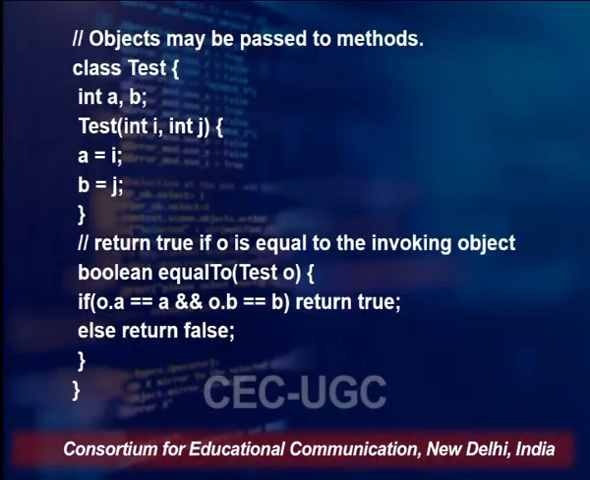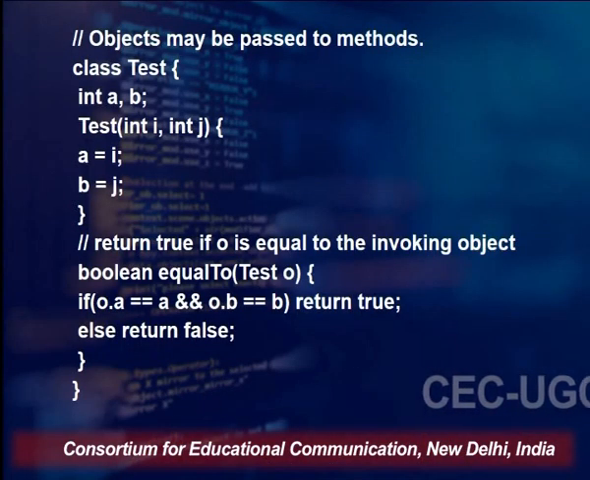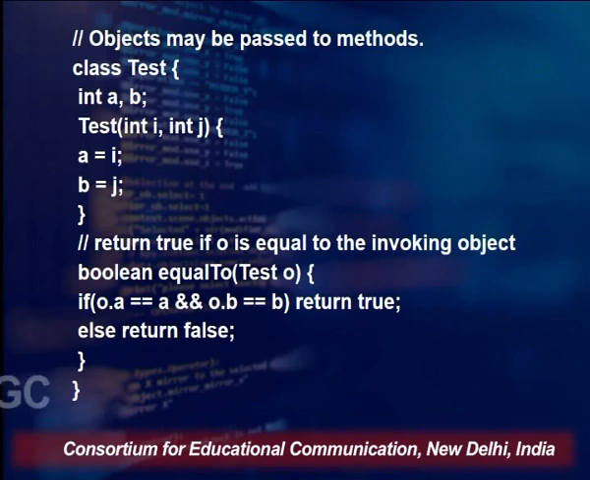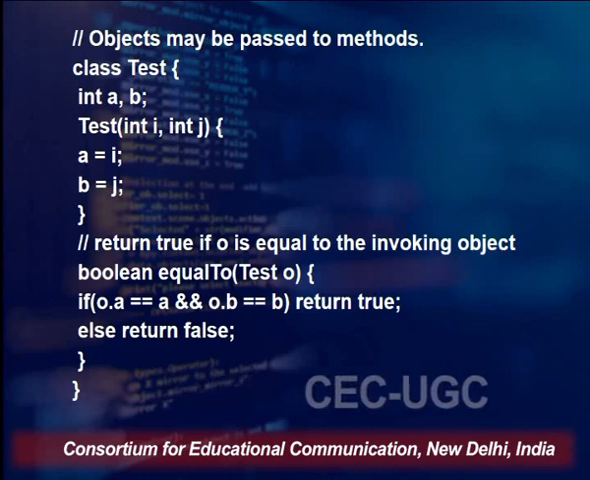The functionality of this equals to is that it checks whether the values of the variables of the object being passed are equal to the values of the invoking object. If both values of the invoking object are equal to the values of the passed object, it returns true, else it returns false. It does this with the statement: if O.A equals A and O.B equals B, then return true, else return false.